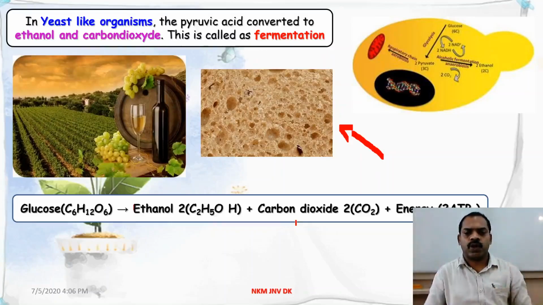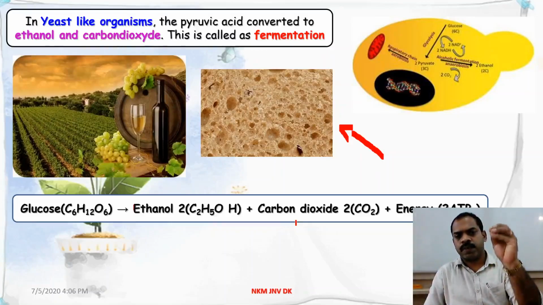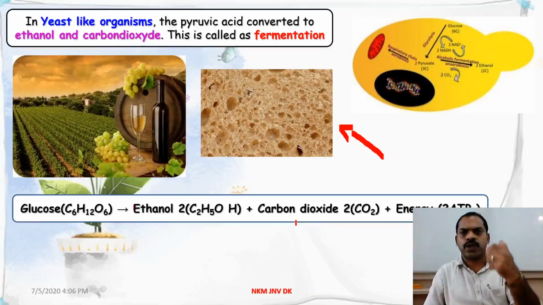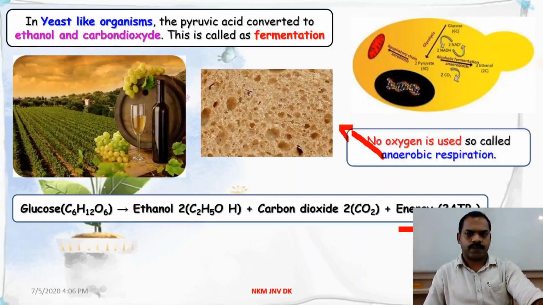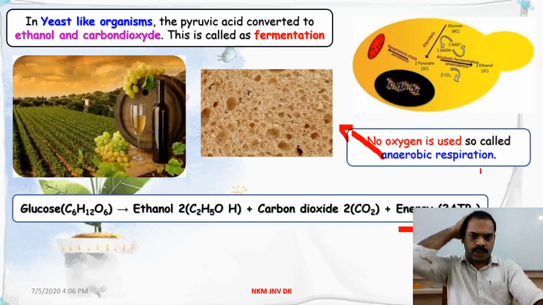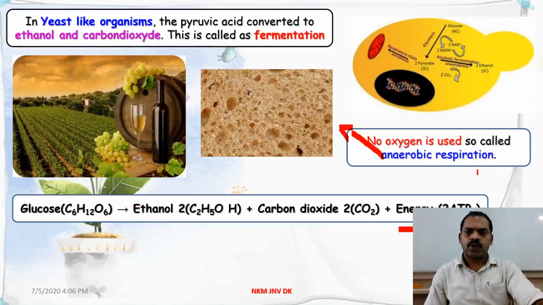Okay, so the anaerobic process of respiration happens in some bacteria and yeast. Without using oxygen, they produce the energy. But you see, we have noted down the amount of energy they produce from one molecule of glucose is only 2 ATP molecules. Keep it in mind. Okay, only 2 ATP molecules. Here no oxygen is used, so it is called anaerobic respiration. In this process, oxygen is not used, so it is an anaerobic respiration.